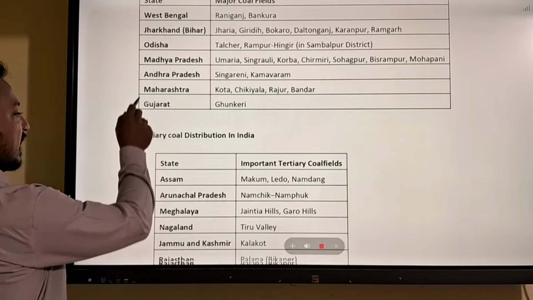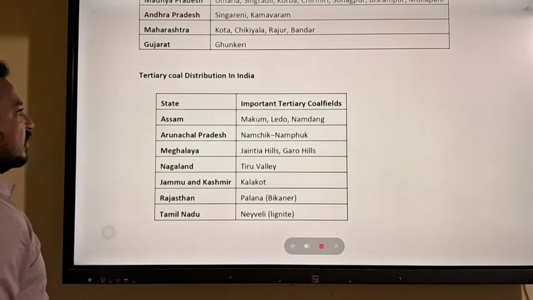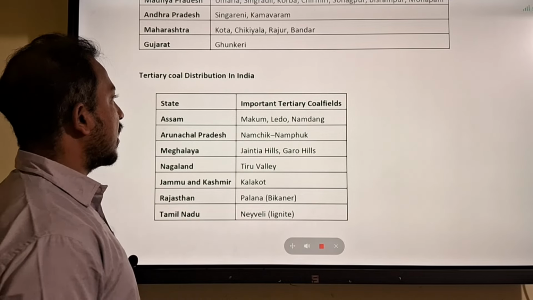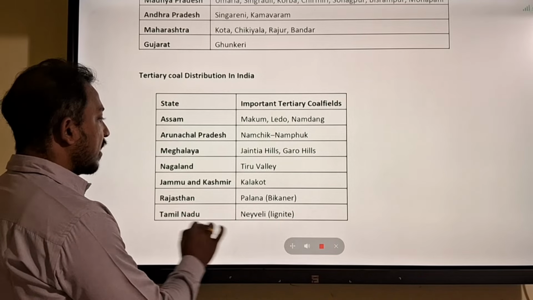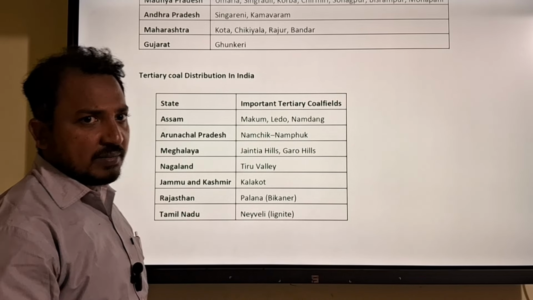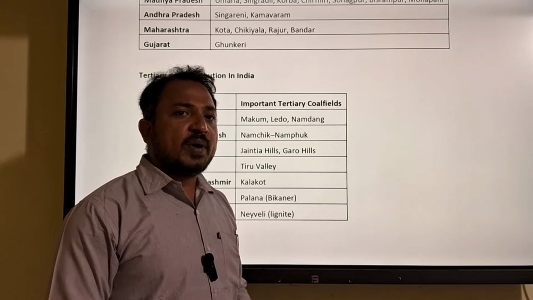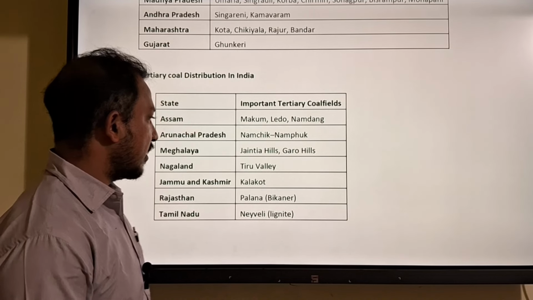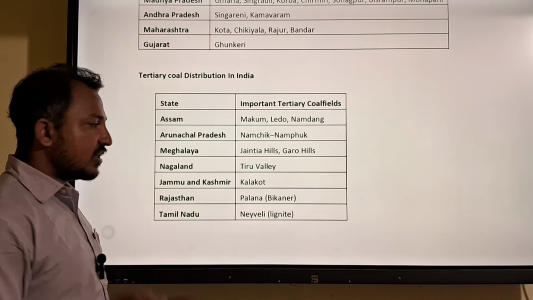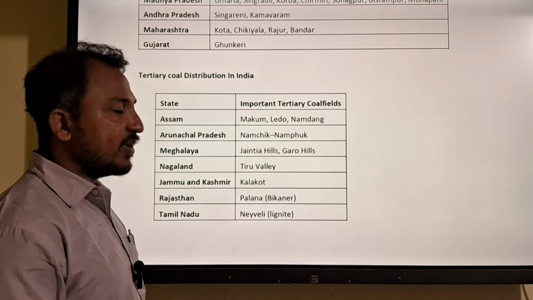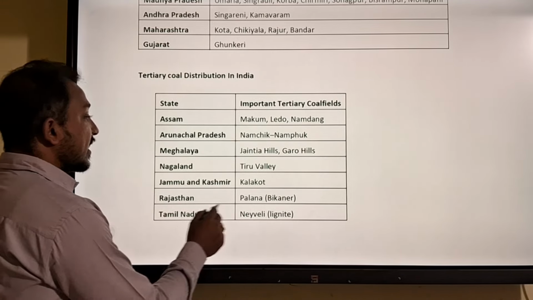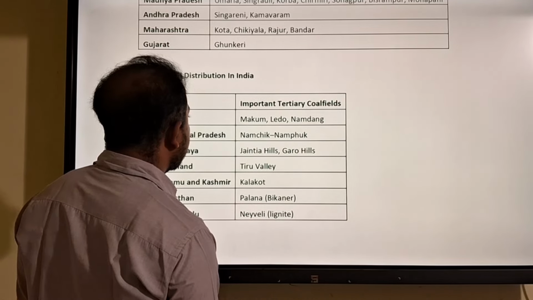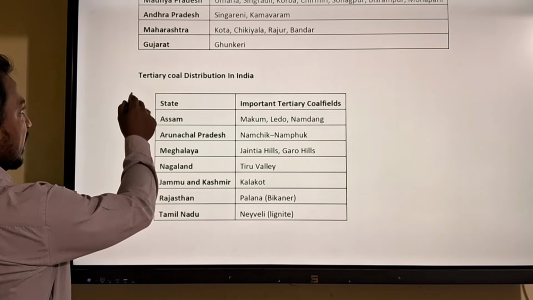Then in the tertiary you will basically get lignite deposition. In Assam it is Makum, Ledo, Namdang. In Tamil Nadu you will get the Neyveli lignite field. Neyveli lignite field recently, a region in Odisha, in the Chendipada region in Angul, they are exploring and the mining will start in approximately 2 years. Then Rajasthan, Palana lignite in the Bikaner region. All belong to tertiary coal fields.